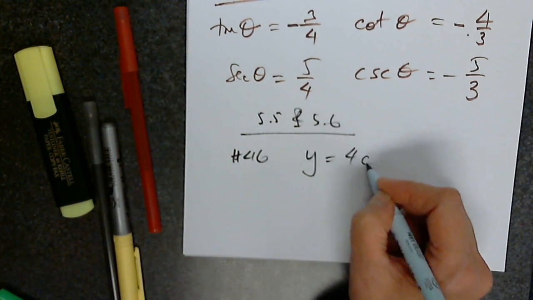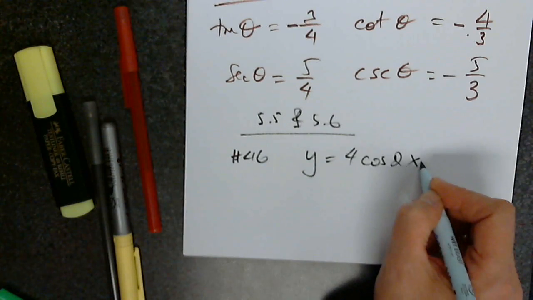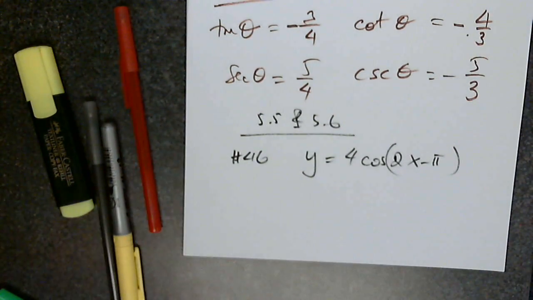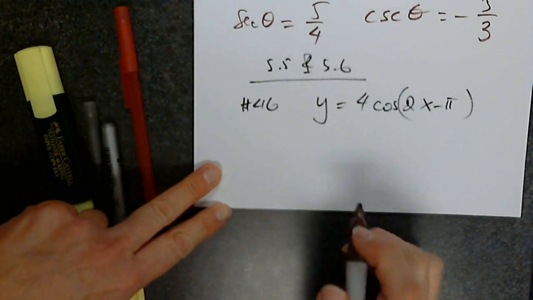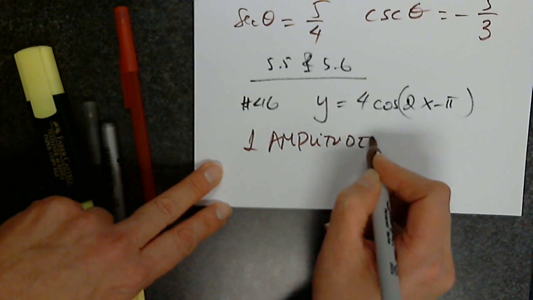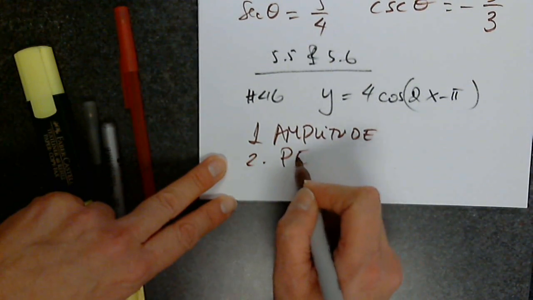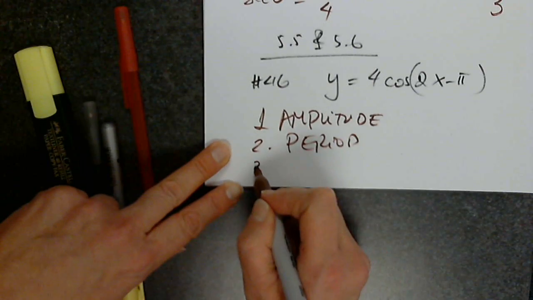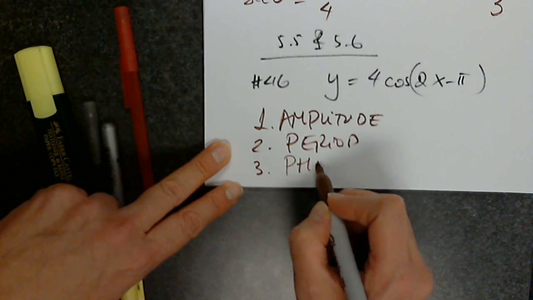y equals 4 cosine of 2x minus pi. I will ask you 3 things. One is the amplitude, 2 is the period, and 3 is the phase shift.